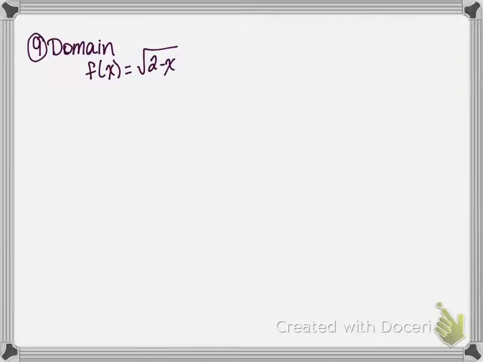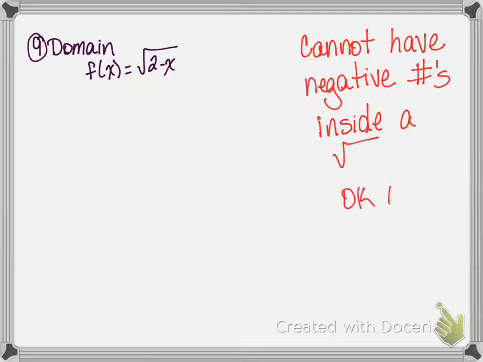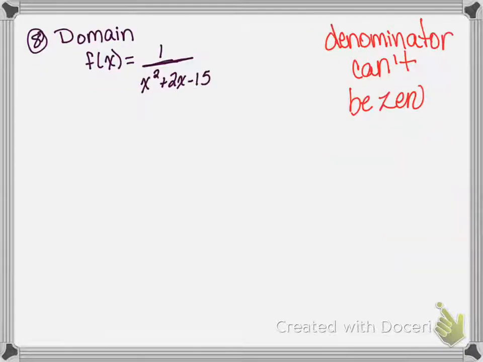The other time that we limit it is when we have a square root. You cannot have negative numbers inside a square root. Okay? It's okay to have 0. Okay? You just can't have negative numbers. So we're going to talk about how to do both of those.